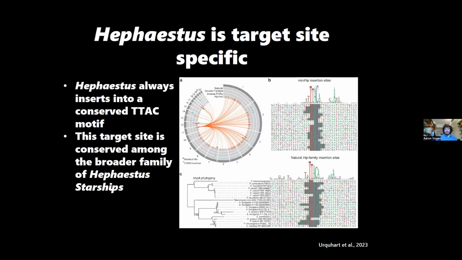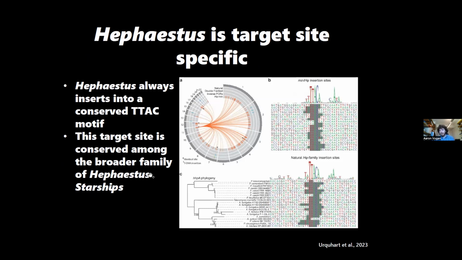He was also able to confirm that it's site-specific. So this is something that we had sort of seen from the genome, but now we could really scale up. So in this case, we looked at 123 different insertions across these mini Hephaestus moving around, and confirmed that it specifically does target TTAC. And there's also a conserved A that's about 10 base pairs downstream in order to insert.